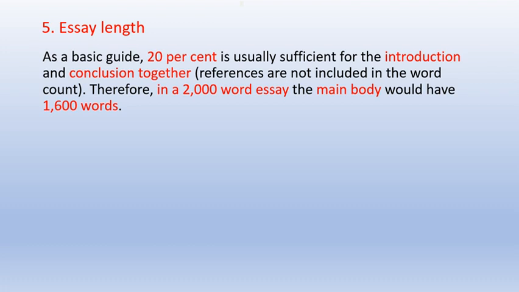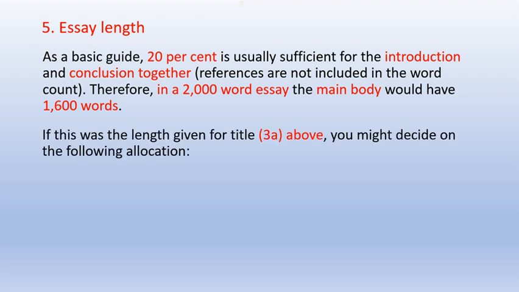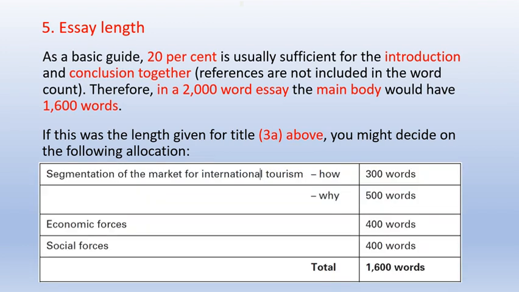Therefore, in a 2,000 word essay, the main body would have 80%, calculated in words is 1,600 words. So this is the basic. If this was the length given for a title, title A above, you may decide on the following allocation. After you have done it, now you may think about the instruction below.